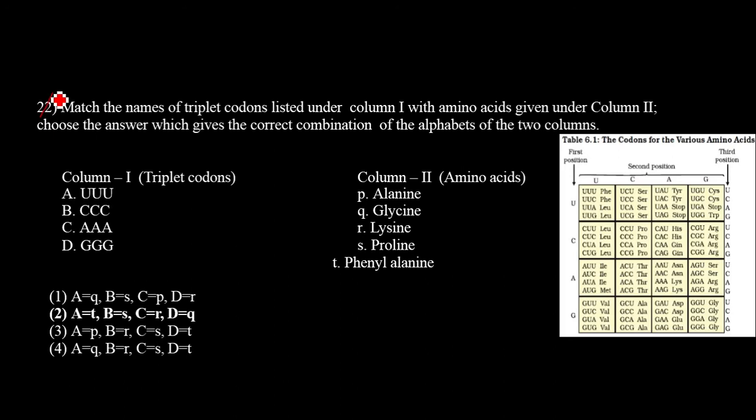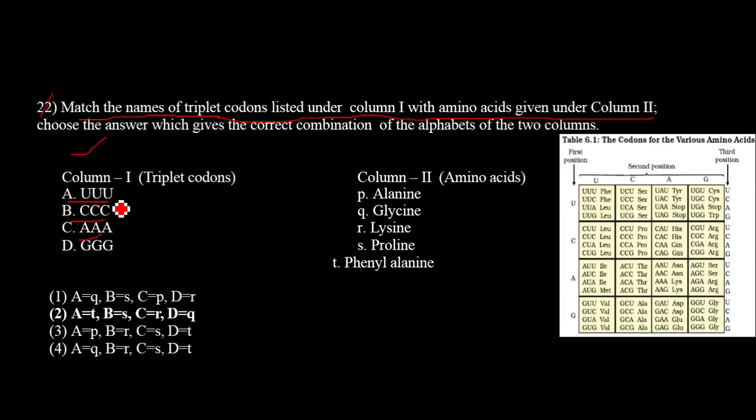Next, question number 22. Match the names of triplet codons listed under column 1 with the amino acids given under column 2. Here they have given codons in column 1. Codon means a 3 nucleotide sequence on mRNA. All codons combined form the genetic code. Each codon will code for one amino acid. Here we have to identify which codon will code for which amino acid. For that we have to see the genetic code table, and based on that we can answer. We have to learn the codons and the corresponding amino acids.